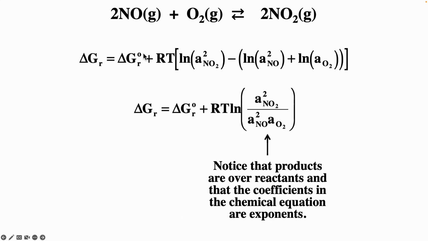So we got this. And so natural log A plus B is equal to natural log A times B. Natural log A minus B is equal to natural log A over B. And so we can go from here to here. Now what you should notice is that this has products over reactants, coefficients become exponents, right? NO2 is our product. NO and O2 are our reactants. We have a 2, that 2 comes down here, that's 2's over there. And so this is actually where products over reactants, coefficients become exponents came from.